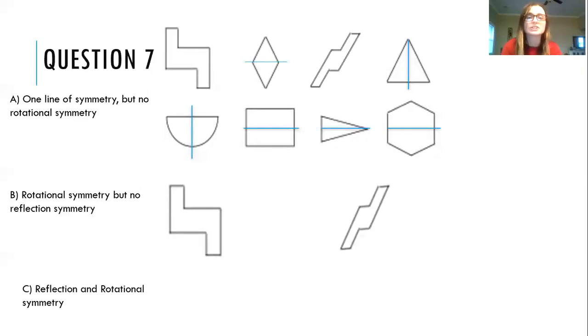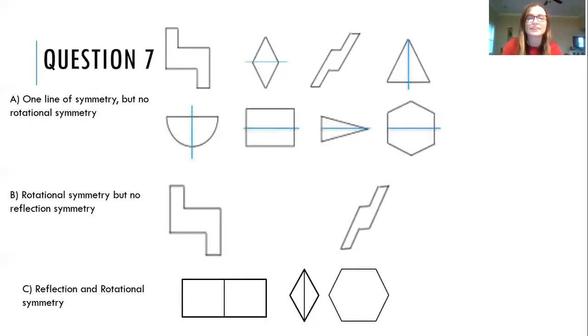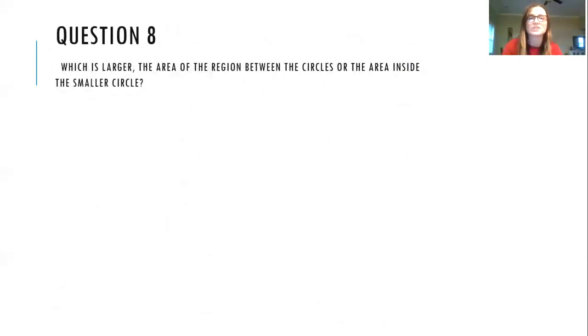For C, we have to find shapes that have reflection and rotational symmetry. The rectangle has one line of symmetry, and it can be rotated 180 degrees and look exactly the same. The diamond has one line of symmetry and can be rotated and look exactly the same. And the hexagon can be rotated 180 degrees and has one line of symmetry and looks exactly the same. Now let's go to question 8.